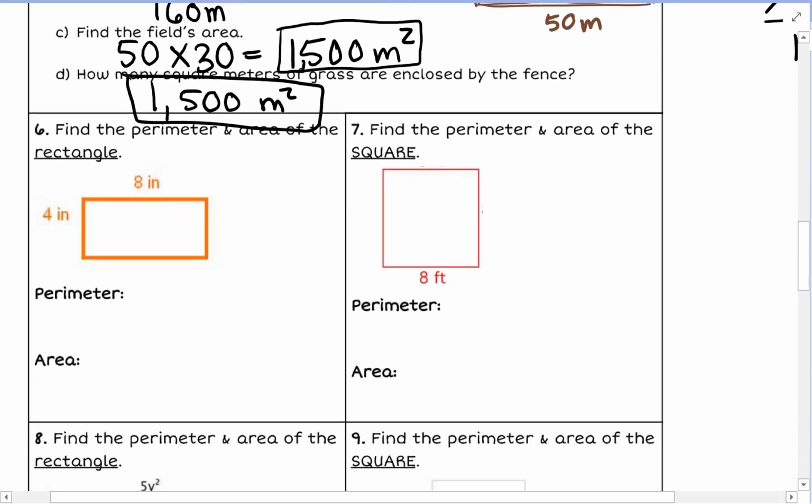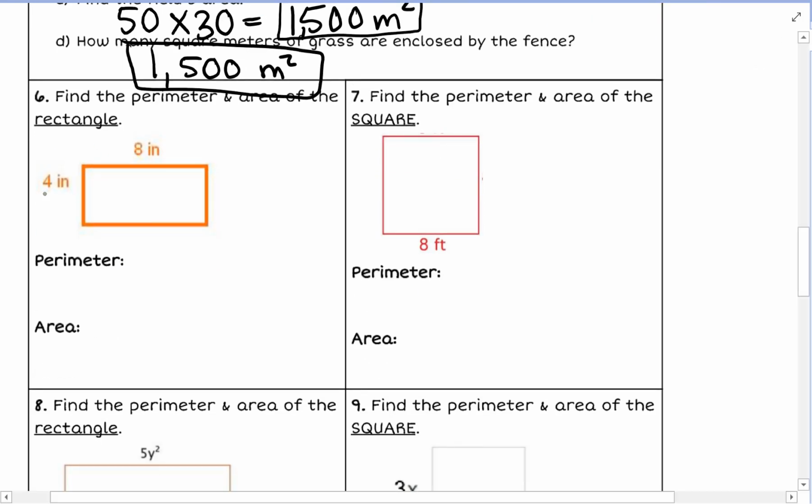Find the perimeter and the area of this rectangle. I already know that if this length is 4, then this length will be 4 because this is a rectangle and the opposite sides of a rectangle are equal. If this length is 8, this length will be 8. And the units in this problem are inches. So for the perimeter, our distance around, I will add up all the lengths of the sides. 8 plus 4 plus 8 plus 4. 8 plus 4 is 12, so I'll be adding 12 plus 12. That's 24. The units are inches.